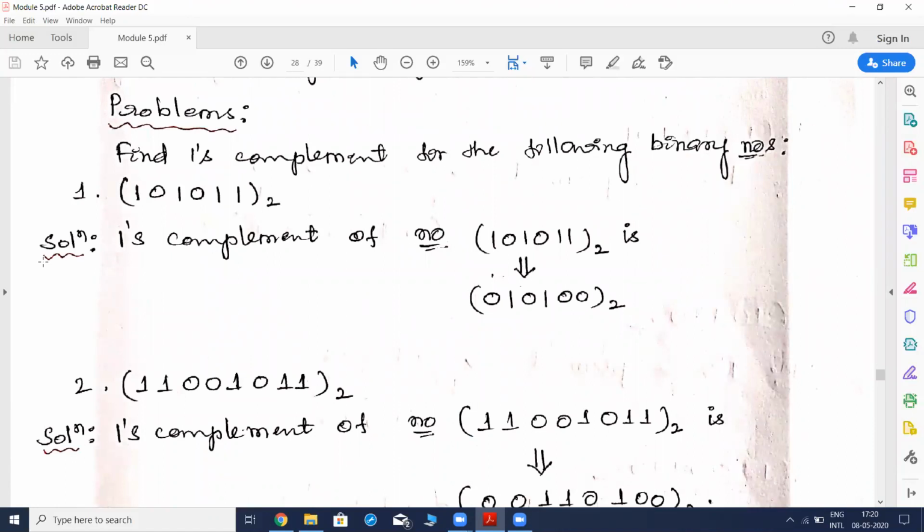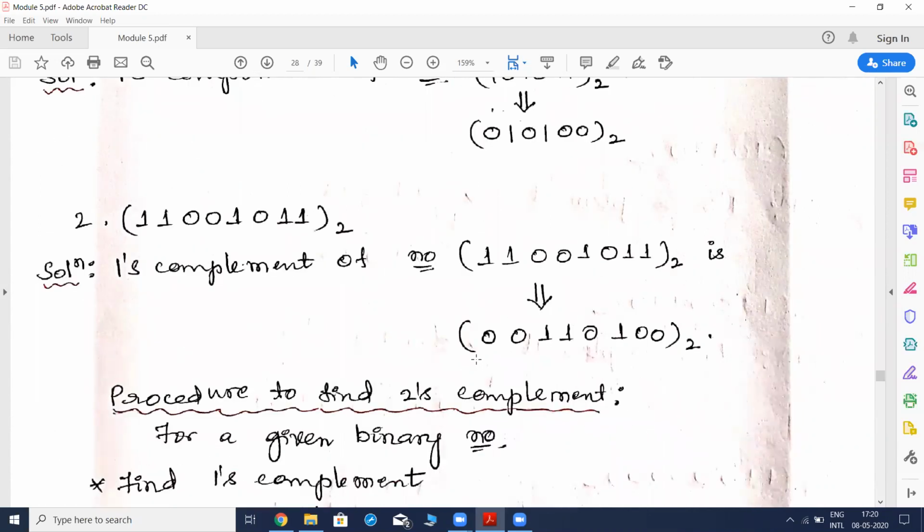Now let us see how to find the ones complement for a given number. Here is a number 101011. This 1 is replaced by 0, 1 replaced by 0, 0 replaced by 1. Like this, we are going to get the ones complement for 101011, which is 010100. In the same manner, a few more problems have been solved over here.